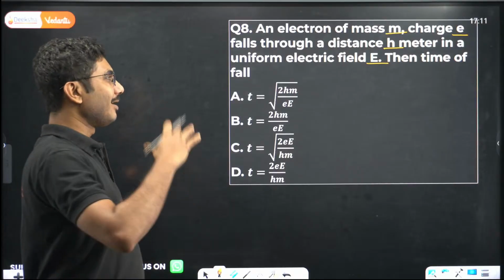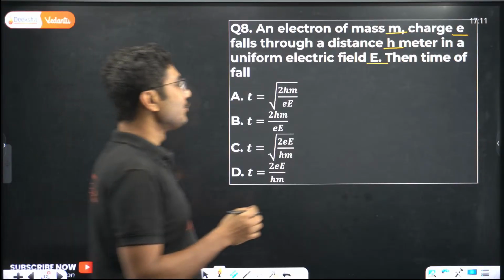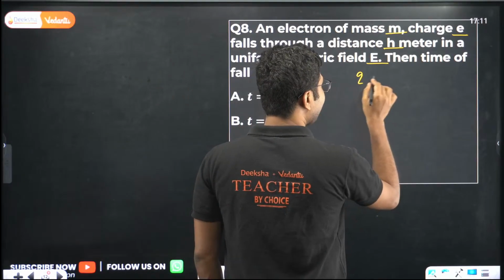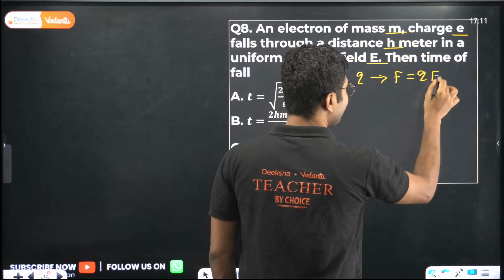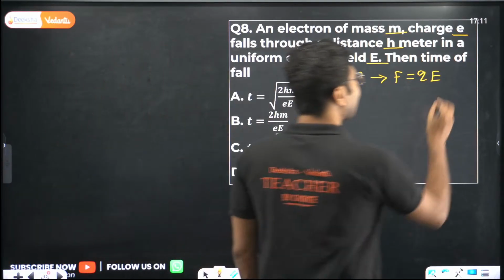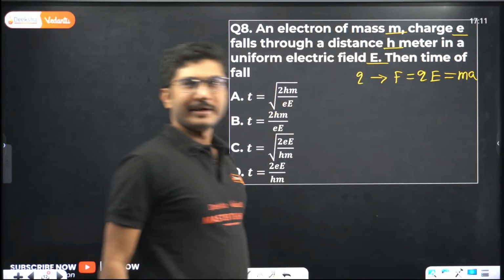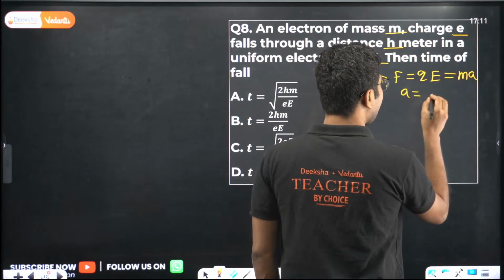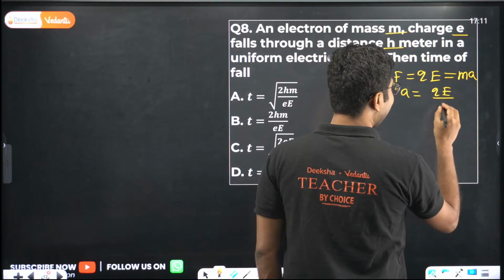Basically it's a somewhat mixture of your P1 and P2 concepts. So we know that whenever you keep a charge in the electric field, what is the force acting on that charge? Force acting on that charge is Q into E. And whenever there is a force, F is always accompanied by ma. So F equals ma. Okay. So from there you can calculate the acceleration. Acceleration of the charge will be given by Q into E by m.